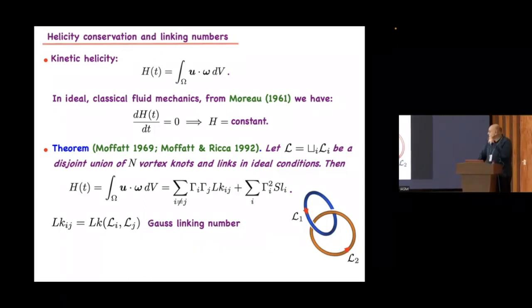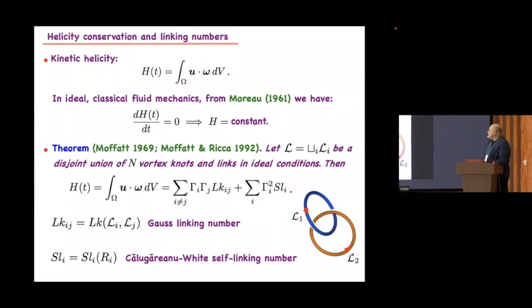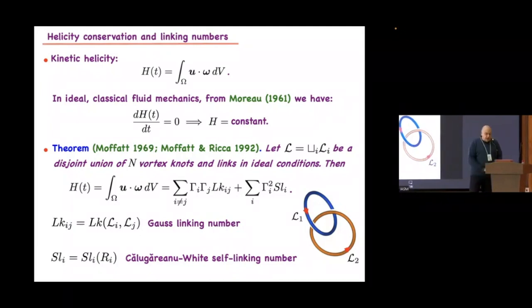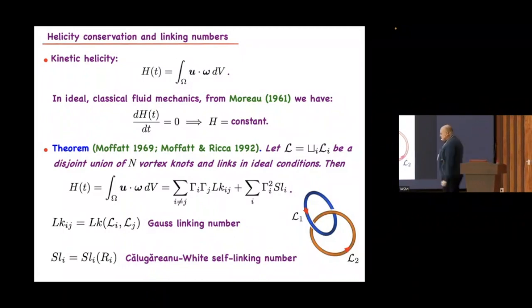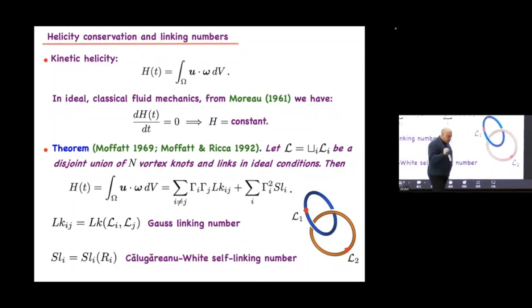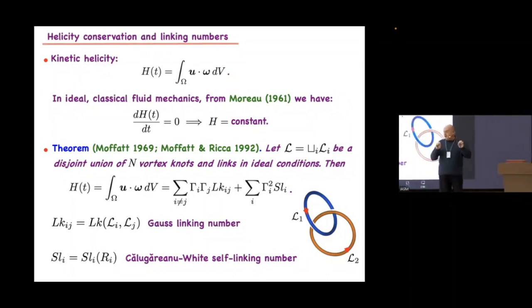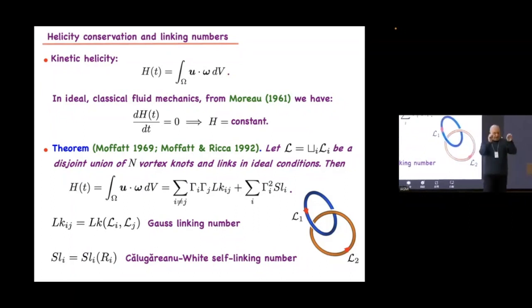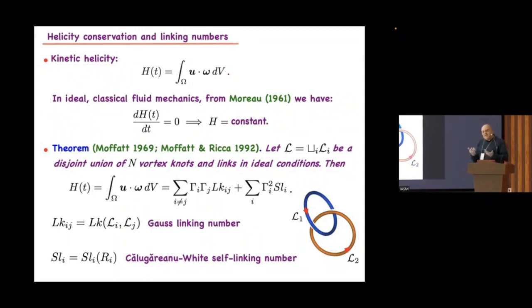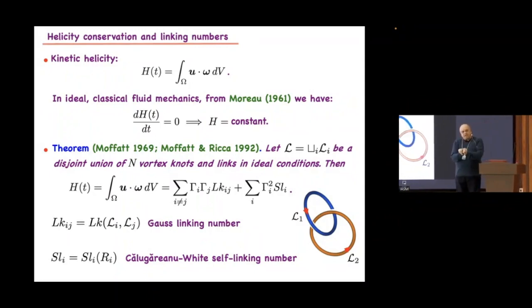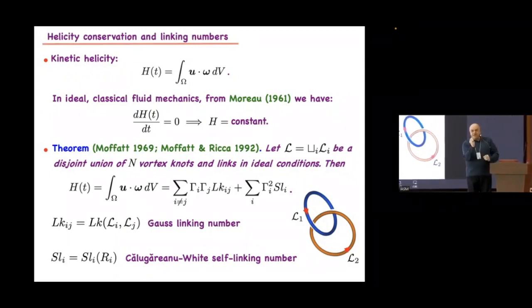If we have a single component, however, we need to add what we call the Calugareanu-White self-linking number. Calugareanu in 1961 proved that this quantity is a topological quantity. You see the difference, we have an Ri here. It refers to the fact that instead of a curve, imagine the axis of these vortices, you have a ribbon. A ribbon means that your vortex has real thickness.